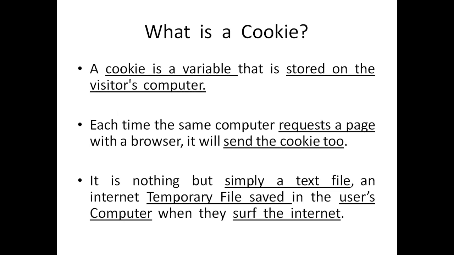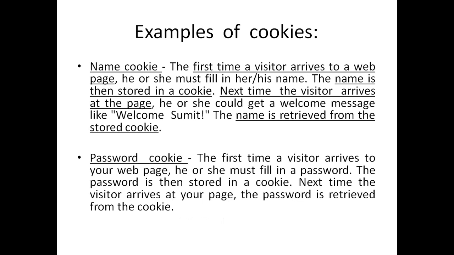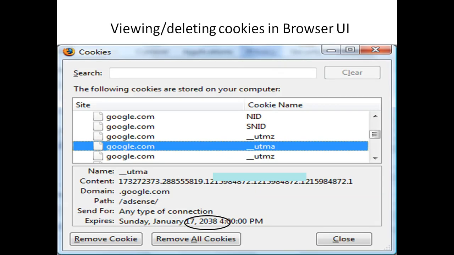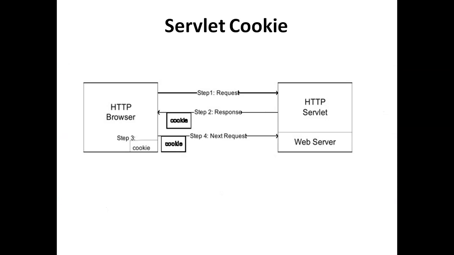A cookie is basically a variable that is stored on the visitor's computer. So cookies are variables. Now what are these variables? You can see here variables like name, password, and date. Apart from these three variables, we can have more variables in a cookie also. So cookies are a very important concept. You can see this in this diagram.